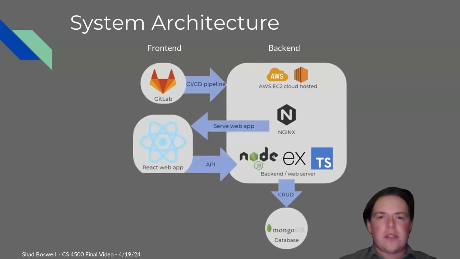This is an overview of our system architecture. For version control, we use GitLab. We also implemented a CI/CD pipeline, so that way any code that was pushed to main would automatically be reflected in our AWS instance. Nginx will then serve our front-end React app, which would then query the Node.js server in the backend for any of the necessary data. And again, we were using MongoDB to store all of our data.